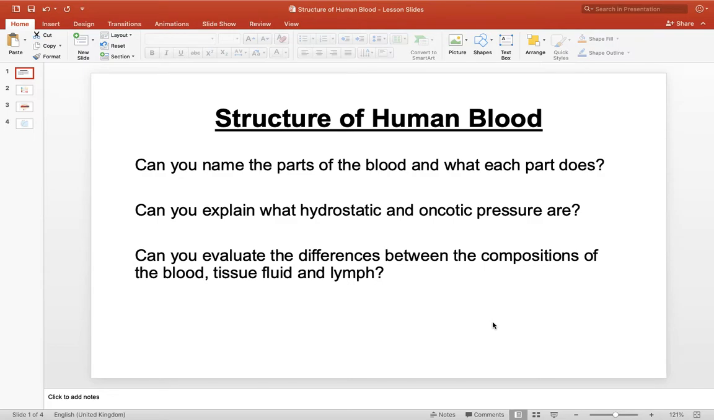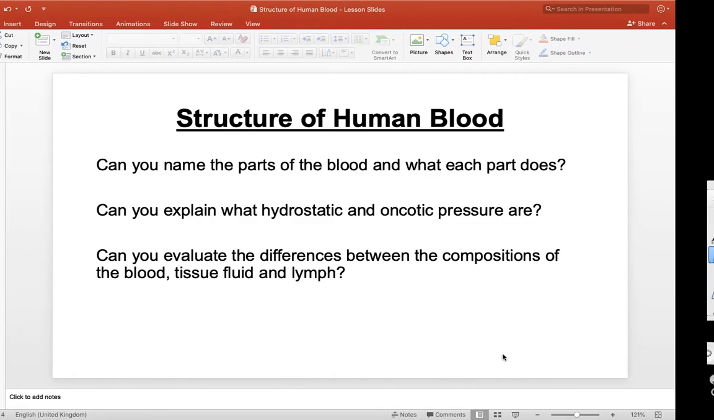specifically humans. By the end of this lesson, you should be able to name the parts of the blood and what each part does. You should be able to explain what hydrostatic and oncotic pressure are, and you should be able to evaluate the differences between the compositions of the blood, tissue fluid, and lymph.